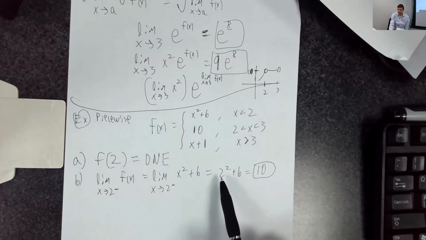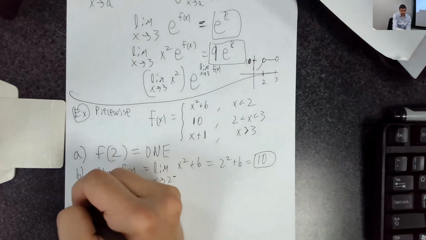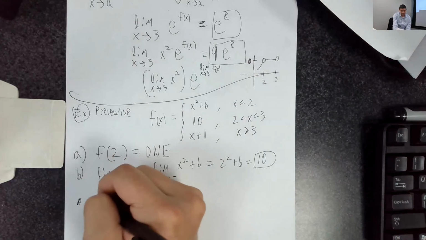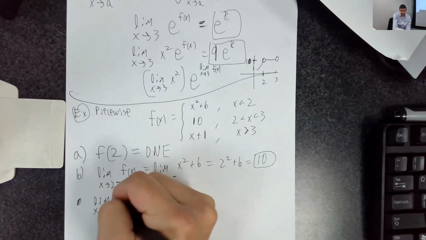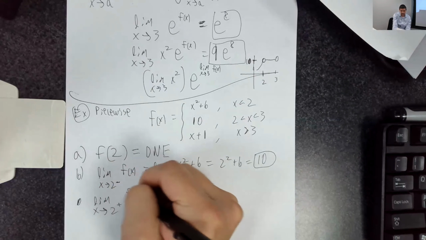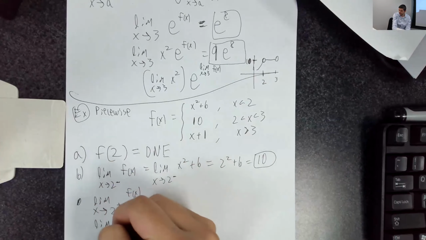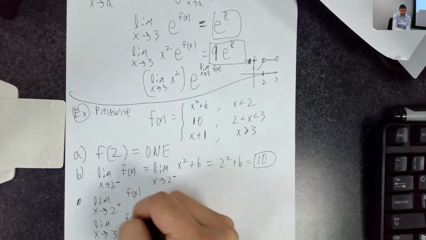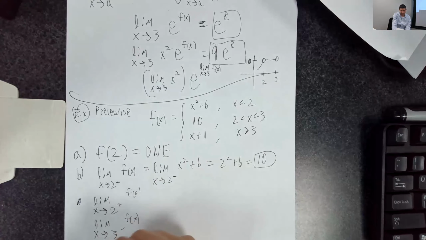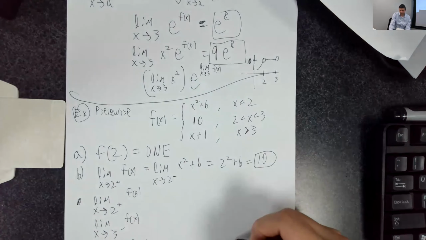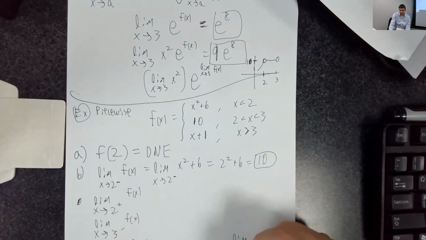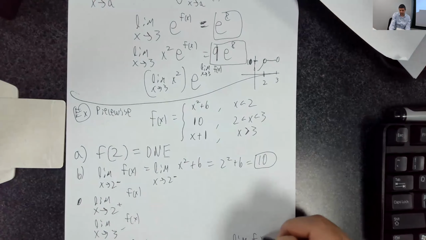Okay. Why don't you guys try the limit as x goes to 2 from the right? And then how about you do the limit as x goes to 3 from the left? And try the limit as x goes to 3 from the right. Okay, and just for the heck of it, do the limit as x goes to 3 as well. Why not?